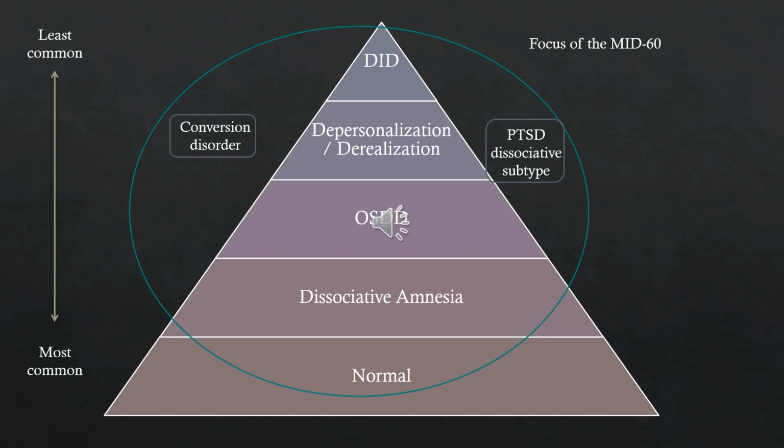By comparison, when we look at the MID-60 and the MID, it's looking at this broad range of experiences. It focuses very generally on all of the aspects of dissociation, as well as looking at those conversion symptoms and flashbacks as well, and some more general experiences that are common to people with PTSD and dissociation, for example, trance and self-confusion.